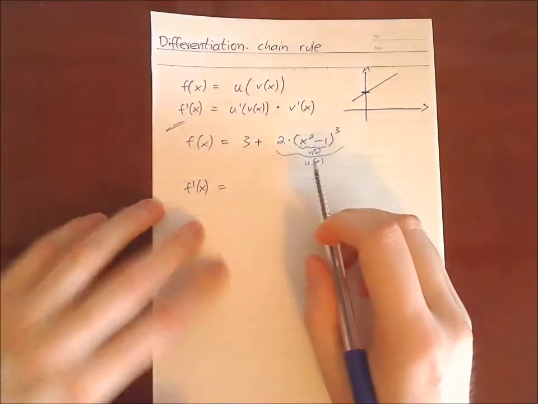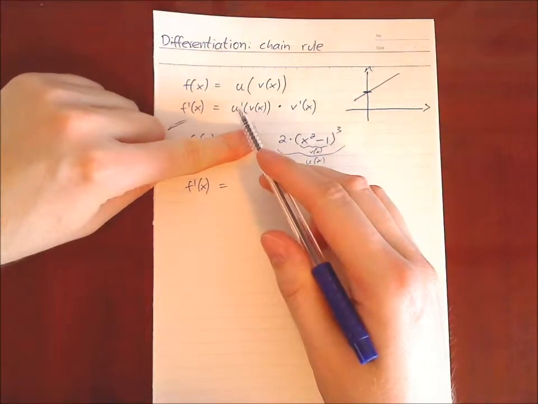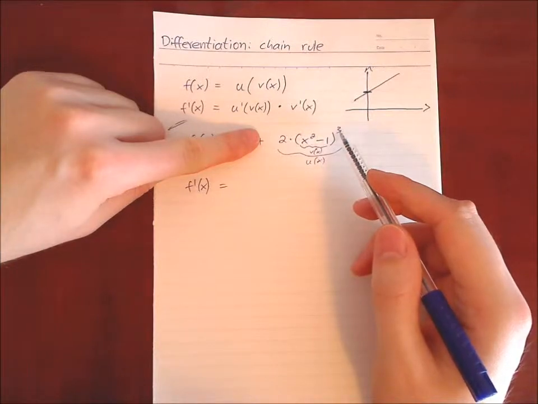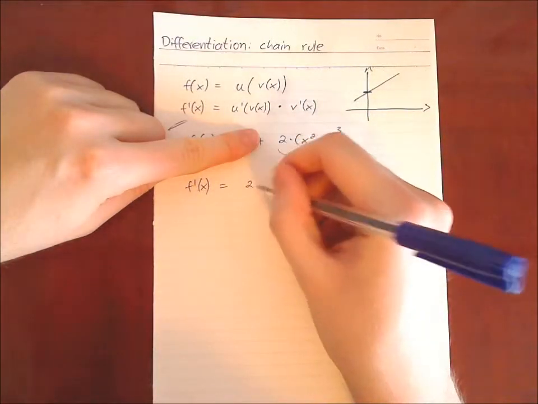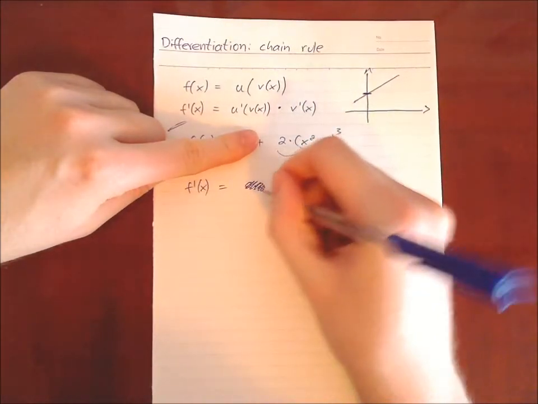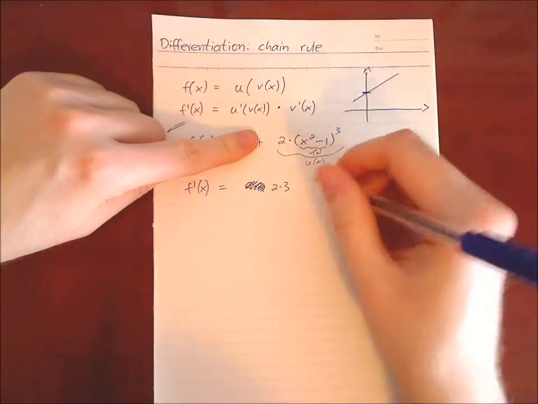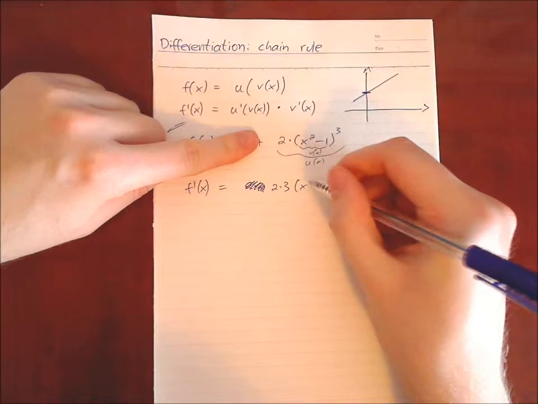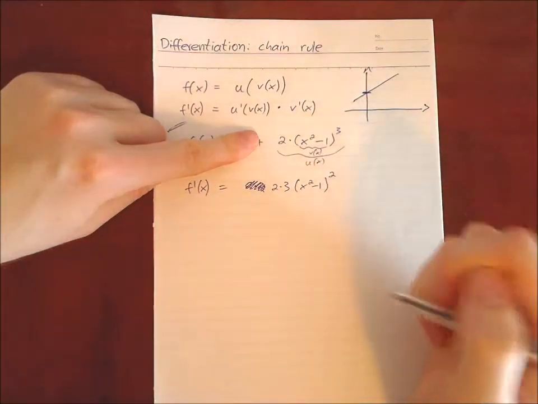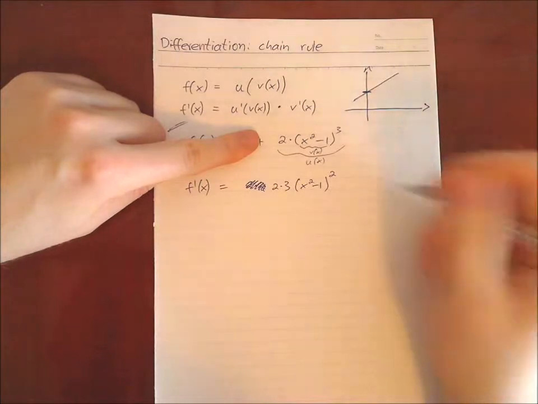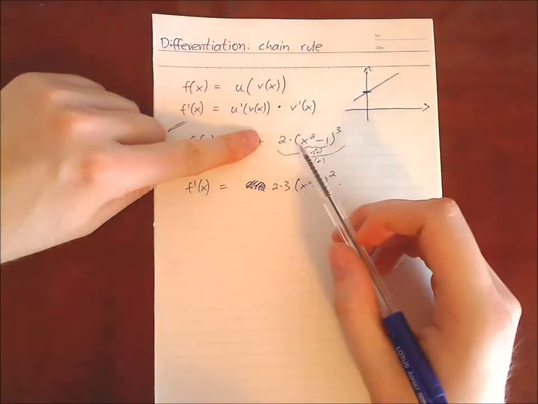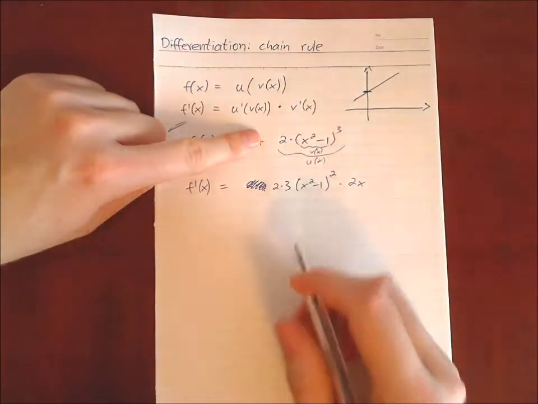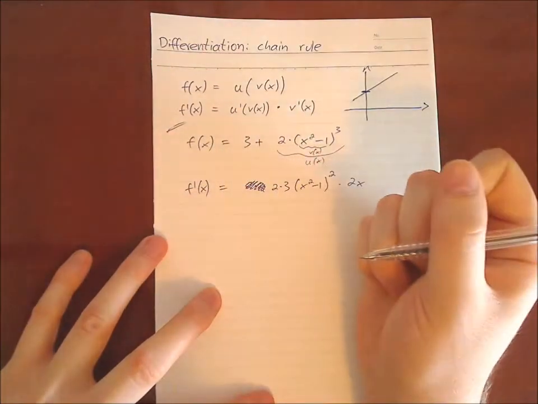So the 3 disappears, and now, just as we said, the outer derivation, in this case we use the power rule, which says 2 times 3, as I just said. Then we keep the inner part, x squared minus 1 to the power of 2, that's the outer derivation, that's u differentiated, times the inner derivation. And the inner derivation, this also disappears, and we have 2x then. Right?